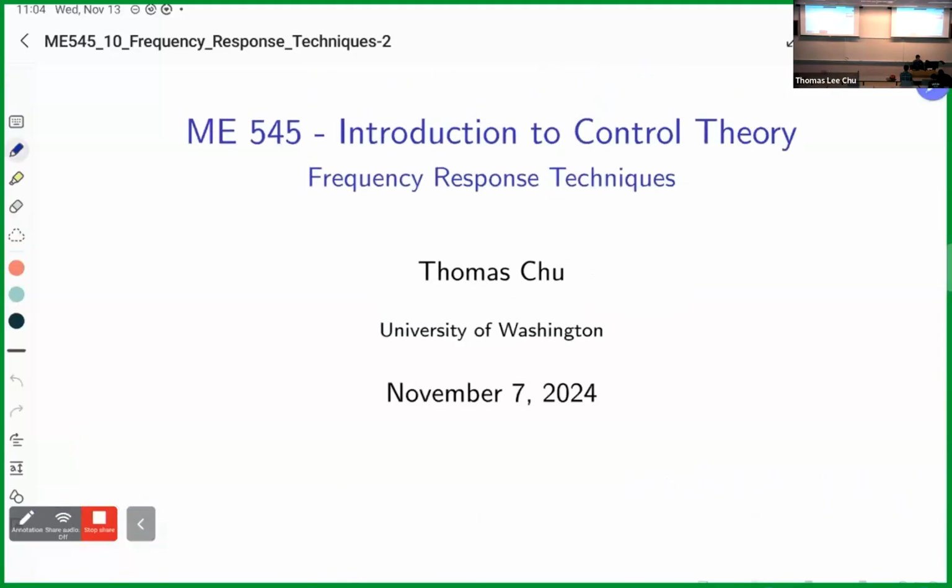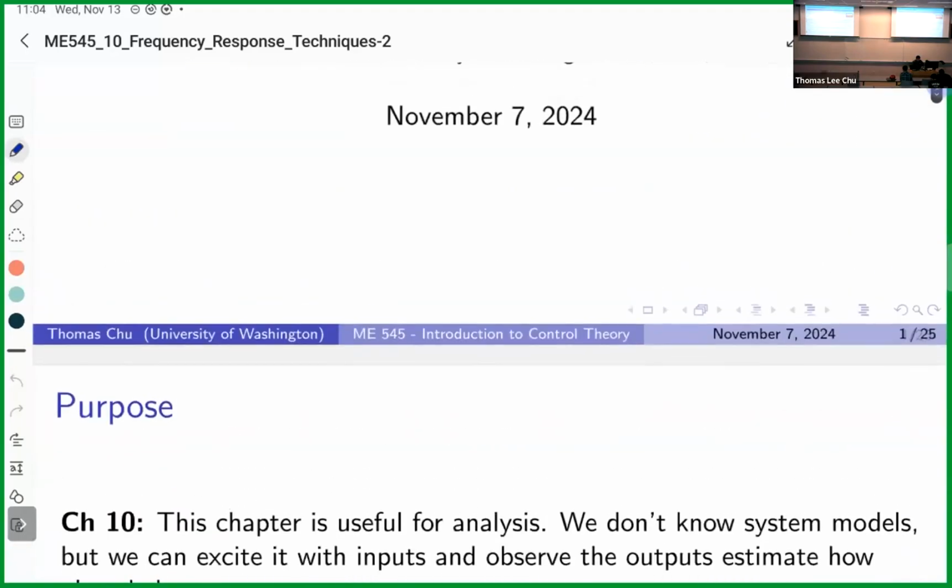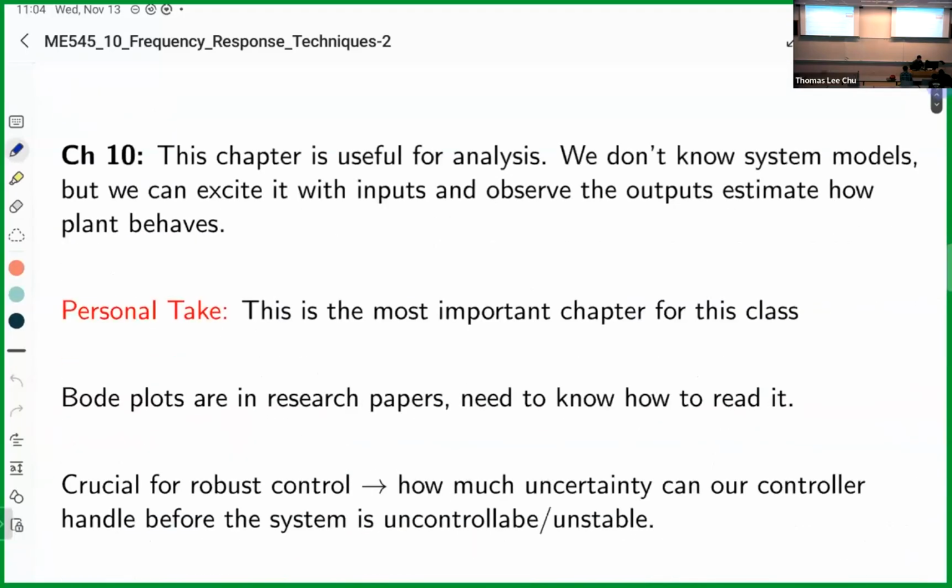All right, so the purpose of chapter 10 is that it's really useful for analysis. When we don't know system models, but we can excite the system with known inputs and observe the output, we can estimate how the plant behaves. This is one of the beginning ideas of system identification, where we observe the outputs and inputs, and then we're able to build a model from it. This is my personal take.